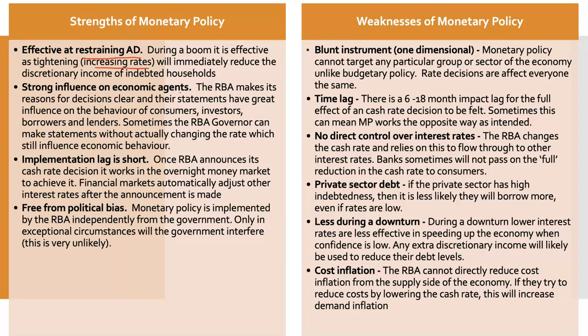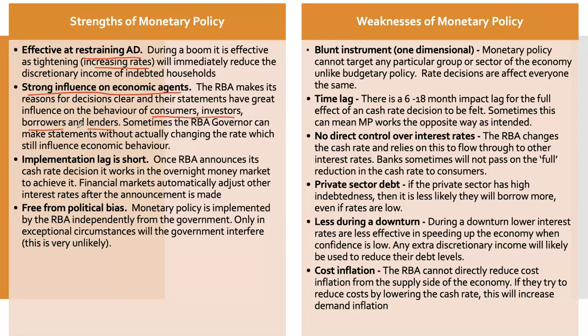There is a strong influence on economic agents. And what I mean by that, the RBA makes its reasons for decisions clear. They release their minutes from each meeting. And this means, because the RBA is independent and trusted, unlike budgetary policy where the weaknesses were that it's quite political, the RBA has a great lot of influence on parts of the economy: consumers, investors, borrowers, and lenders. They are making statements of what they think is going to happen in the economy, what they're going to do in future.